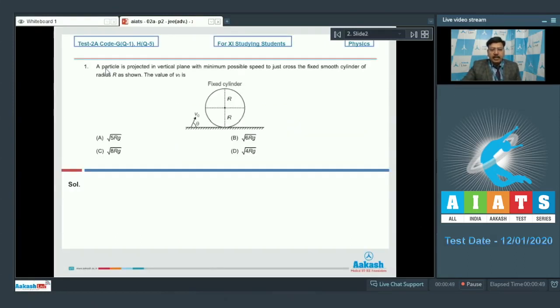Question 1 says a particle is projected in a vertical plane with minimum possible speed to just cross the fixed smooth cylinder of radius r, as shown. The value of V0 is. The question is obviously from projectile motion, and the point to note here is that the cylinder is fixed and its surface is smooth. In that case, what is the minimum speed with which the particle should be projected so that it can cross this cylinder?